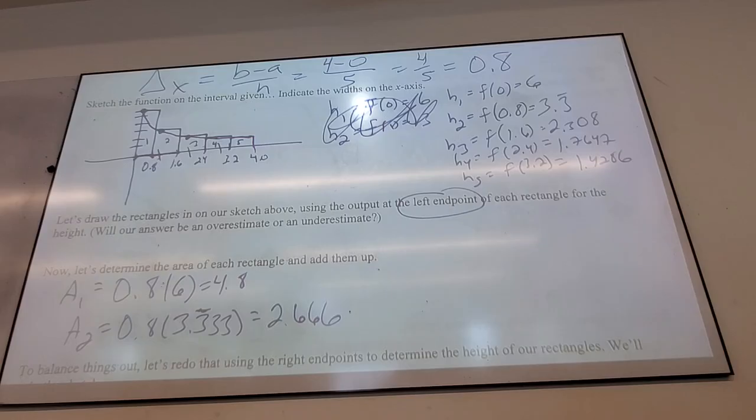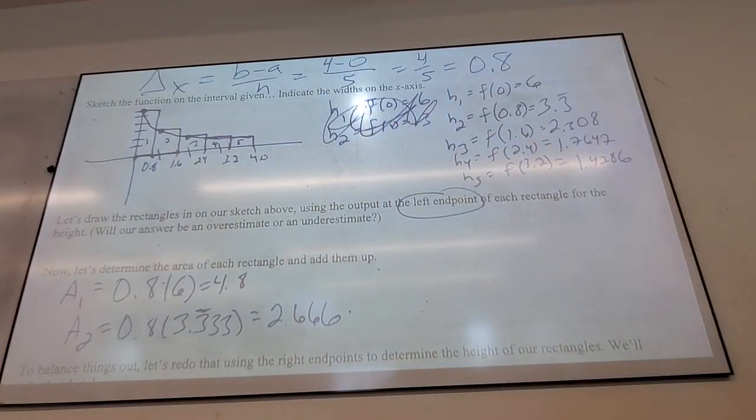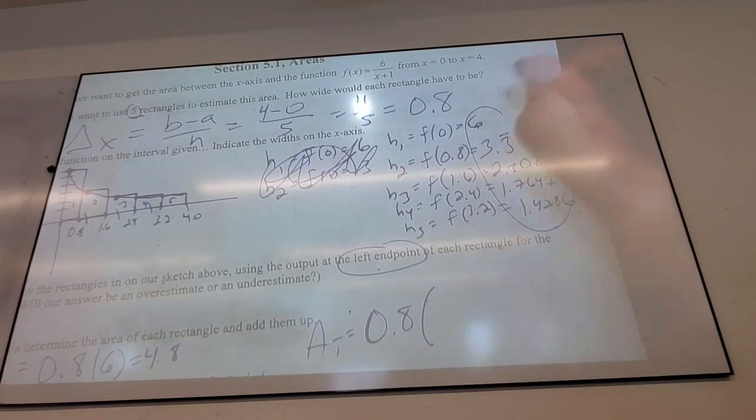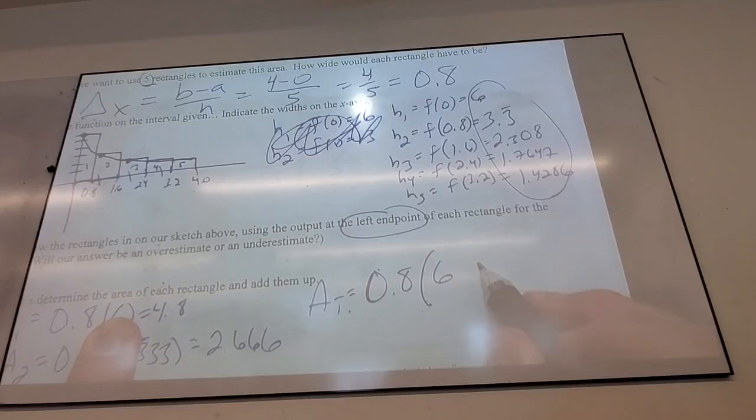I'm gonna do area 1 plus area 2 plus area 3, and so on, up to area 5. 0.8 times the height, plus 0.8 times the next height, plus 0.8, so can't I factor a 0.8 out? So wouldn't the total area just be 0.8 times the sum of all this, yes? 0.8 times 6 is the first area. 0.8 times 3.333 is the second area, yes?